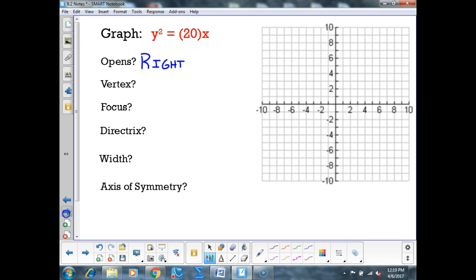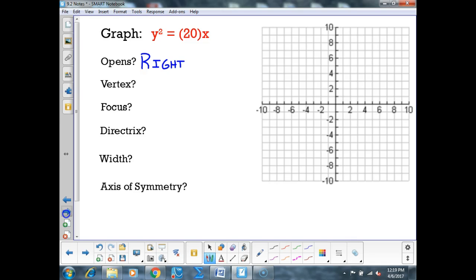Why is x 0? Y is 0. There's nothing attached to the x, or subtracted or added to the x. So then what's my vertex? 0, 0, right? 0, 0. And the origin.